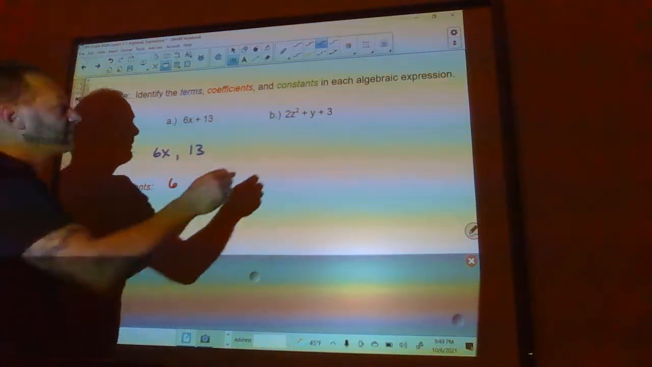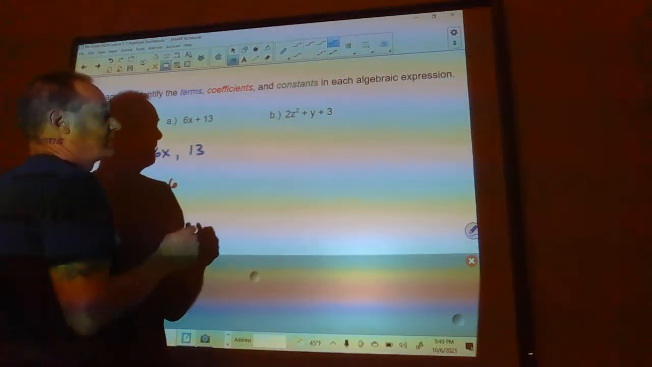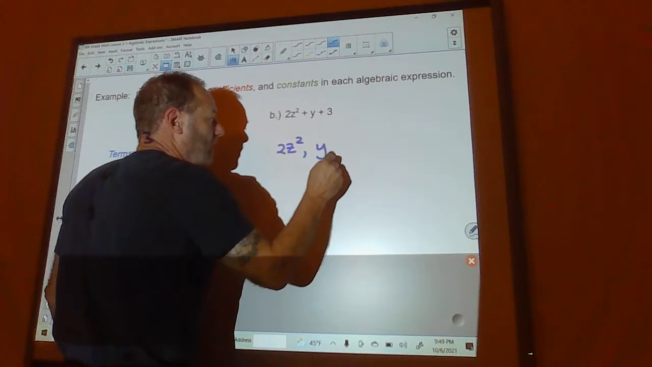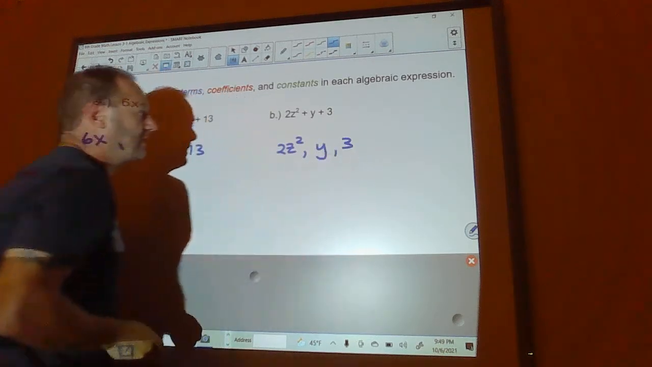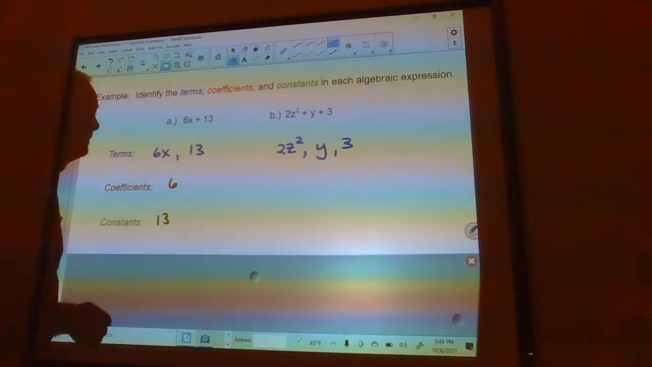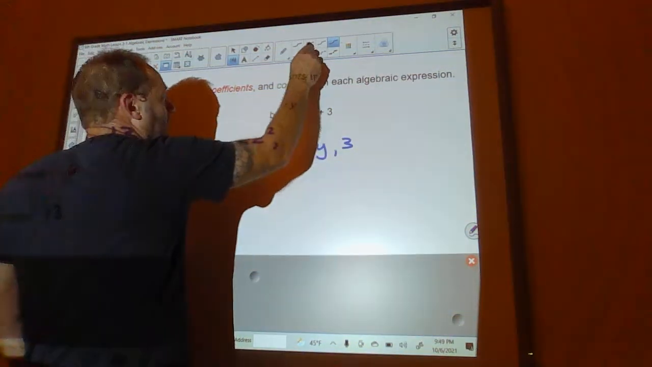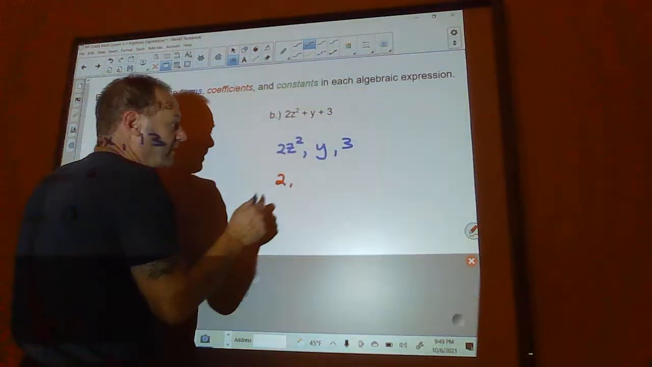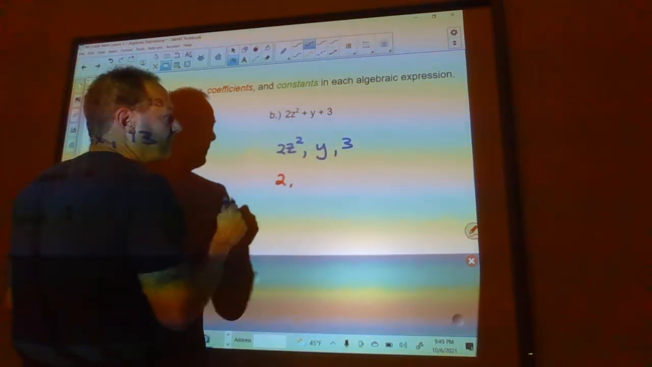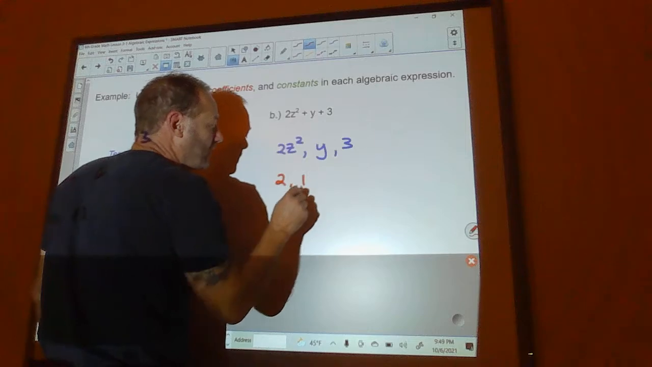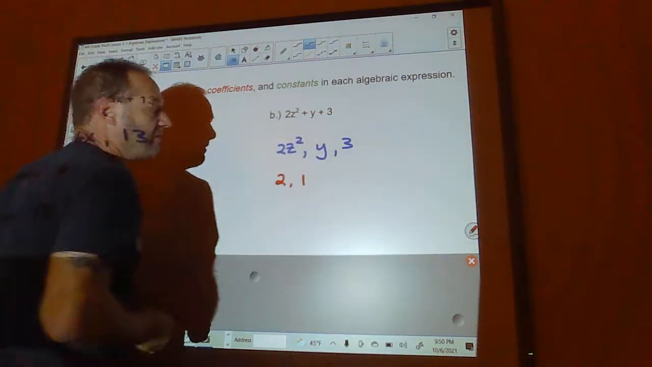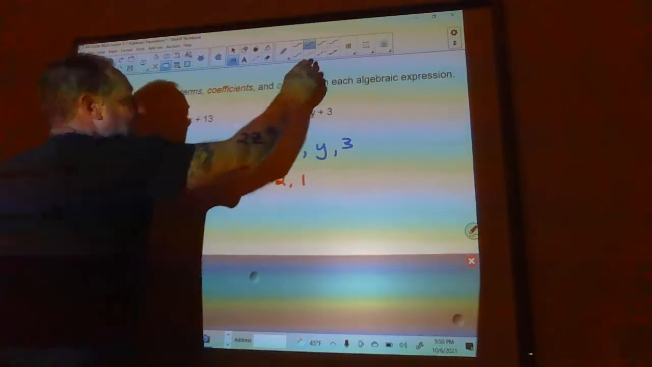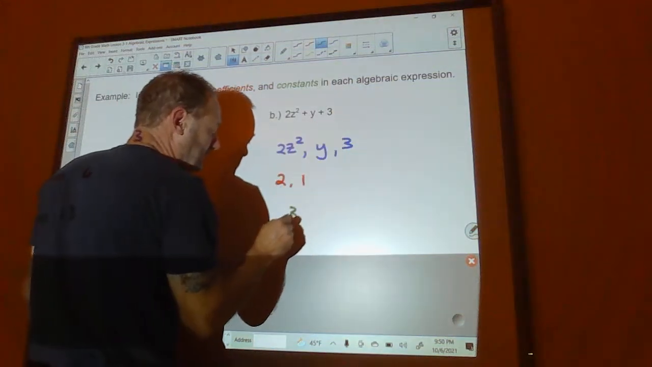Okay, so let's move over to this one. It has three terms. It has a term 2z squared, it has a term y, and it has a term of 3. It has two coefficients. It only looks like it has one, but it has two. 2 is one of the coefficients, and the y has a coefficient in front. It's a 1. Whenever there's no number in front of it, that means that it's 1. And it has a constant. The constant is 3.